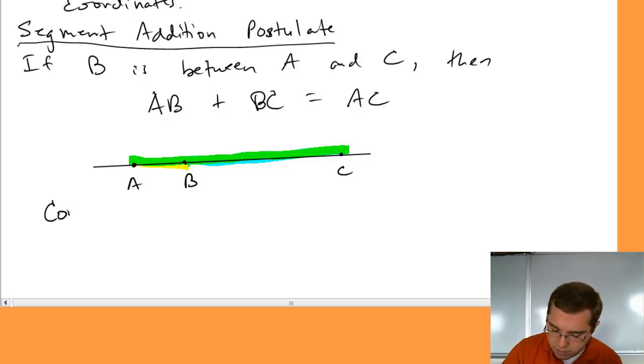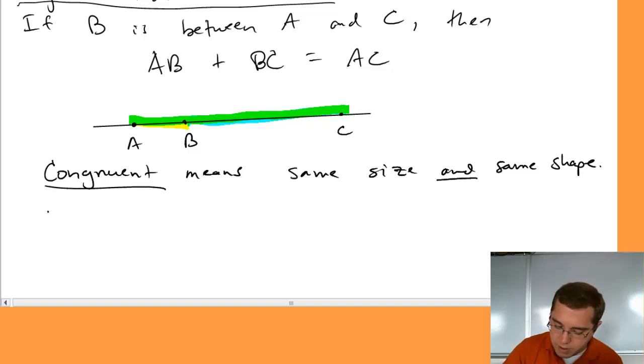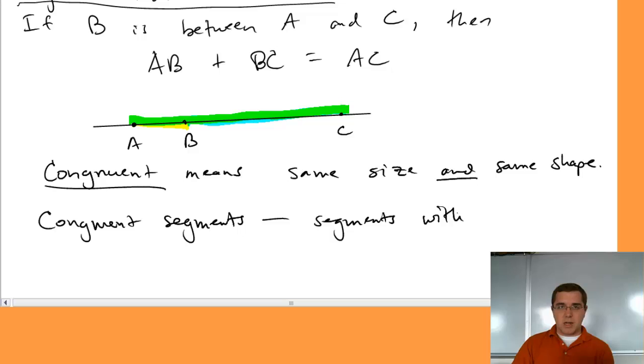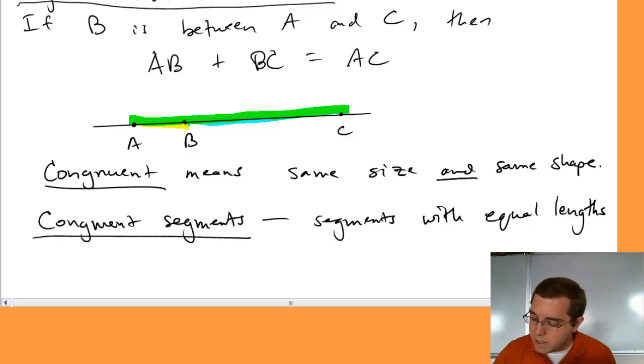Okay, we also know intuitively what it means for things to be congruent. Congruent means two things: same size and same shape. It has to be both same size and same shape. We can define congruent segments then as segments with, well, let's think about this. They have to have the same size and same shape. All segments have the same shape. They're a piece of a line, right? What matters is how long it is. So we could say congruent segments are segments with equal lengths. And they would have the same size. Congruent segments are segments with equal lengths.